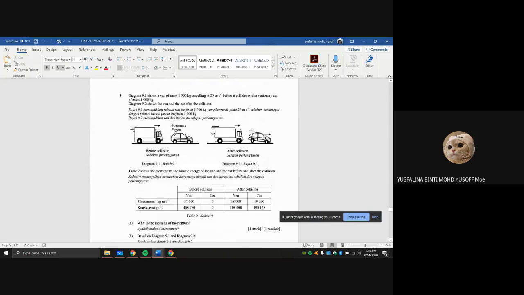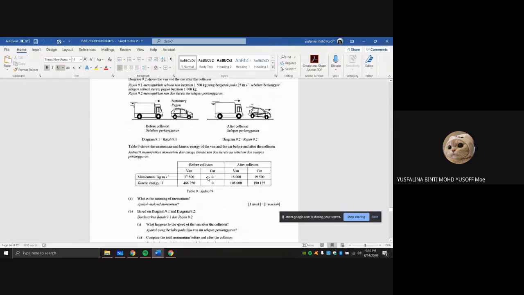So this is the essay question number 9. It says here diagram 9.1 shows a van of mass 1500 kg traveling at 25 m/s before it collides with a stationary car of mass 1000 kg. Diagram 9.2 shows the van and the car after the collision. It already gives you the momentum of the van and the car before the collision, and the momentum of the van and the car after the collision. Also they give you the kinetic energy before the collision and after the collision.